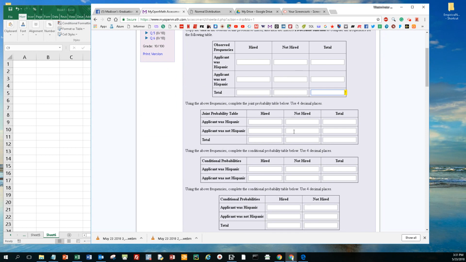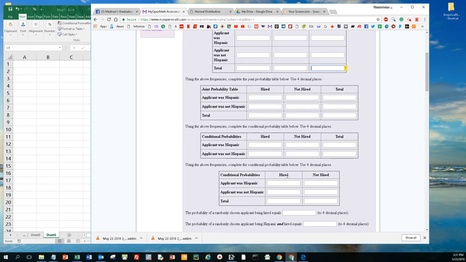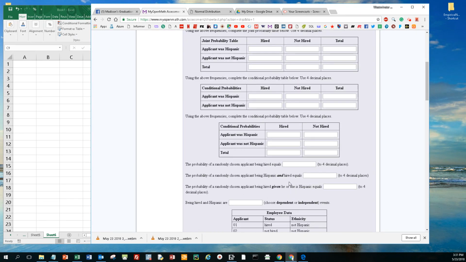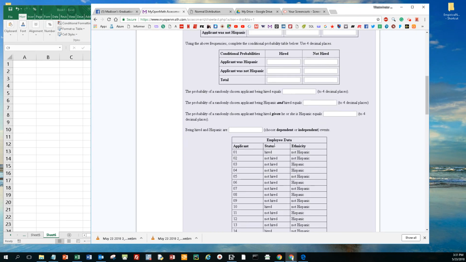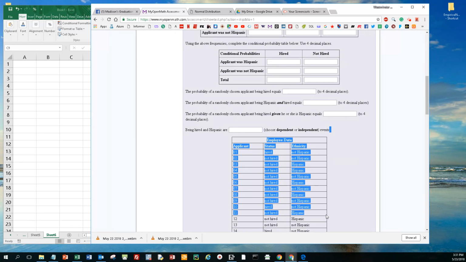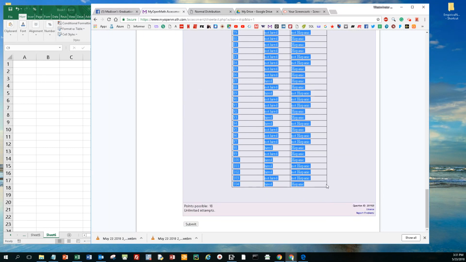And we're going to use this data to create a joint probability table, conditional probability tables, and even more conditional probabilities, and then answer some questions. The data here is at the bottom of the page. I'm going to go ahead and highlight all the data, and I'll copy and paste it into Excel.